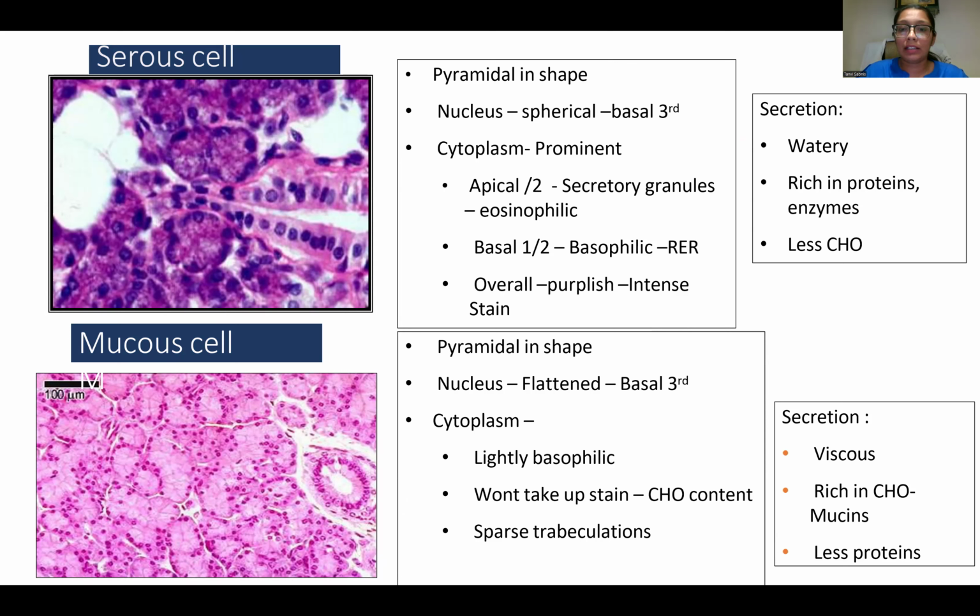Coming to the mucous cells, they are also pyramidal in shape, but the nucleus is flattened to the basal third, and the cytoplasm is light basophilic. The secretions are going to be more viscous, rich in CHO, mucins, and less proteins.